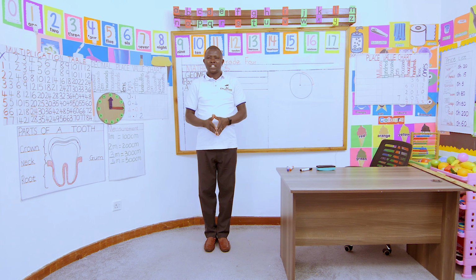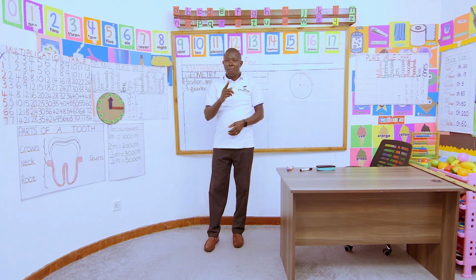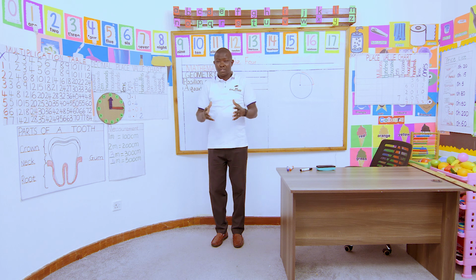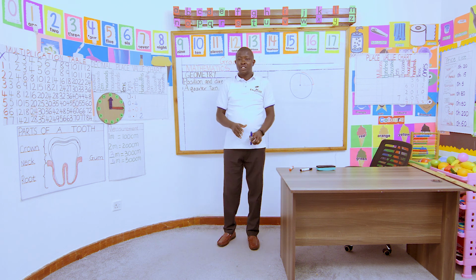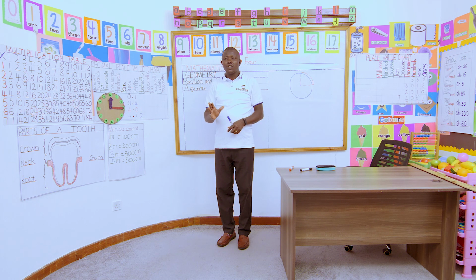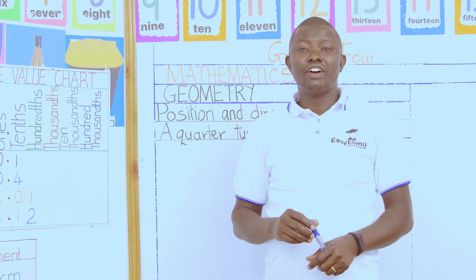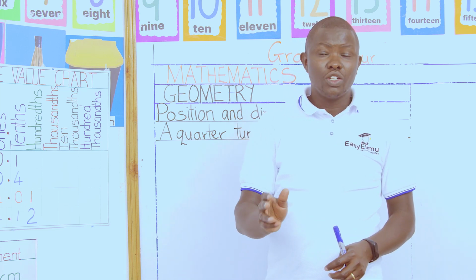Now, can we try to open the door a quarter way? Open the door a quarter turn in your groups. Then you close it. As you are closing, close it a quarter turn. You will find that the quarter turn you opened is the same as the quarter turn you are closing.